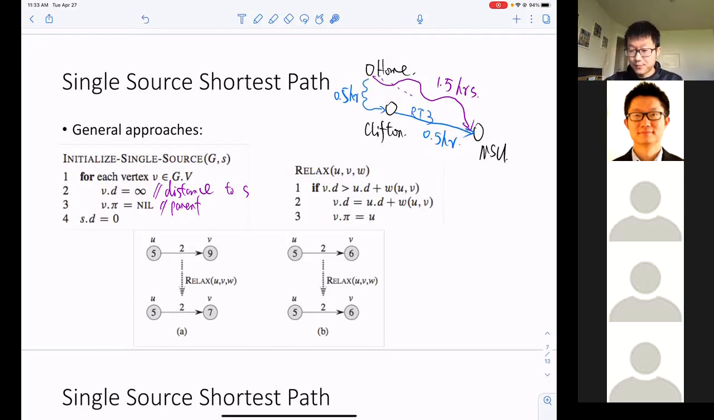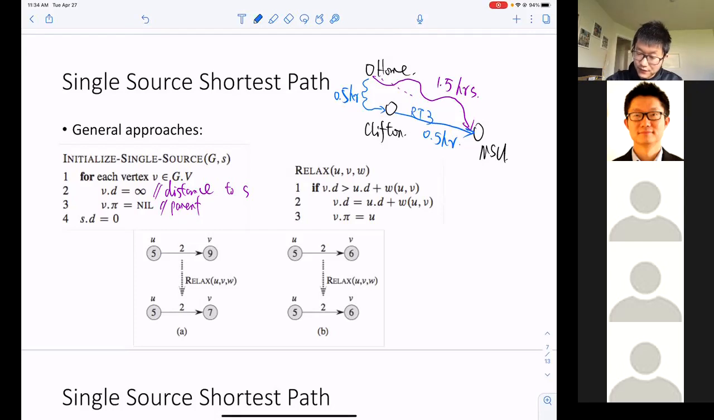So let's say previously, if Google only presents this road for you, in your mind, the shortest distance from your home to Montclair is 1.5 hours. But if you take Clifton as the last stop that you need to make before going to Montclair, basically it's like you take a detour, and this route gives you 1 hour. So we definitely prefer this route, correct? Yeah. Okay, so this is what this function does.